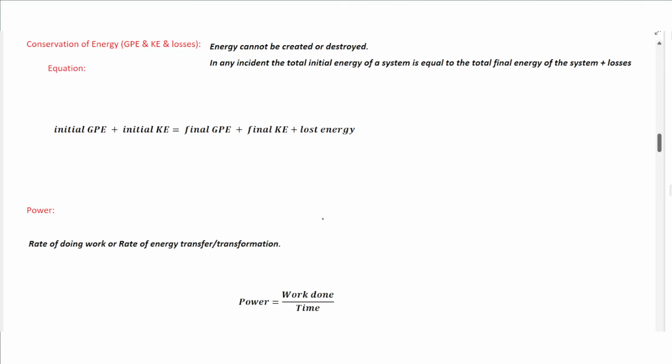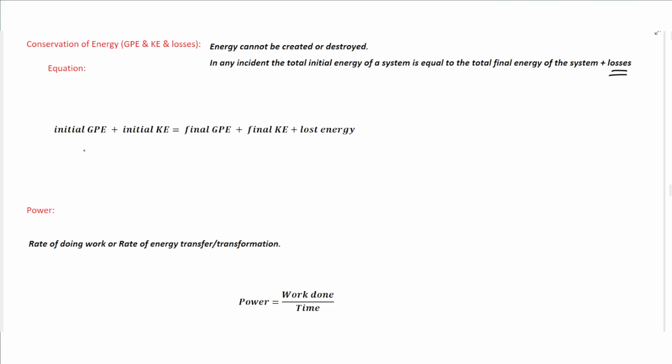If you are required to state the law of conservation of energy, you say that energy cannot be created nor destroyed. It can only transform or change form or change type. Another way of stating this law is that the total energy remains constant, or the initial energy must be equal to the final energy plus the losses or the wasted energy.